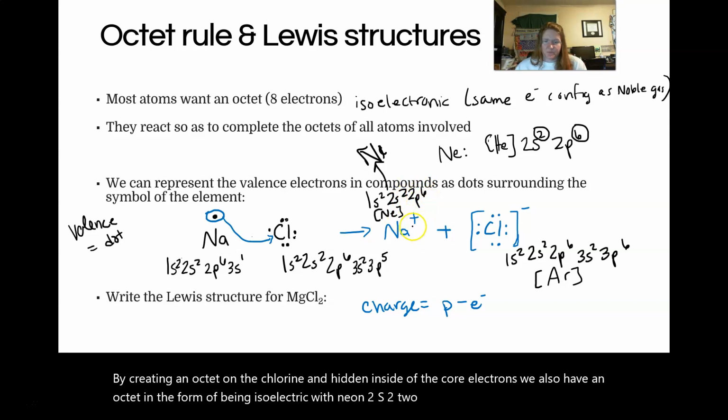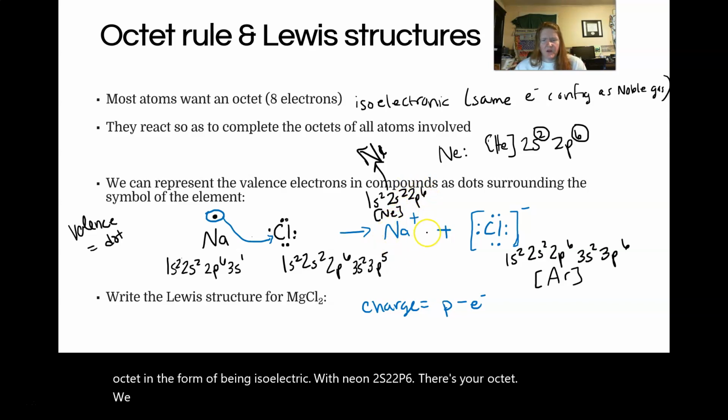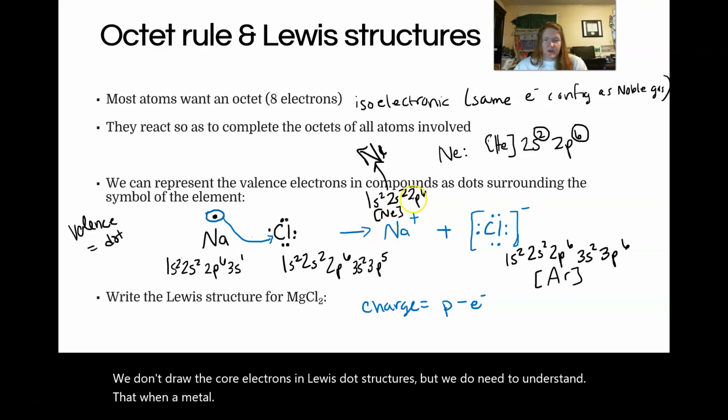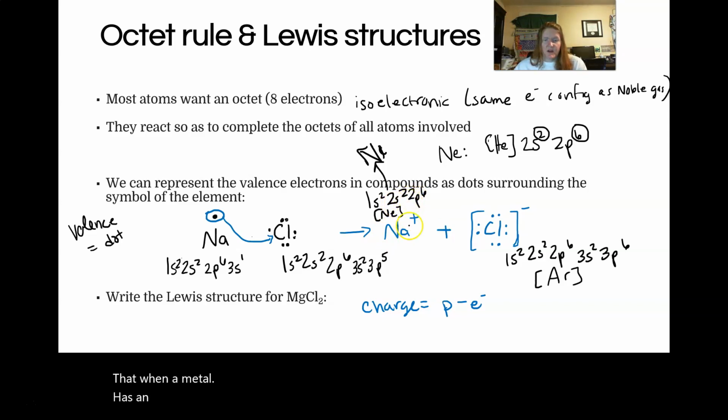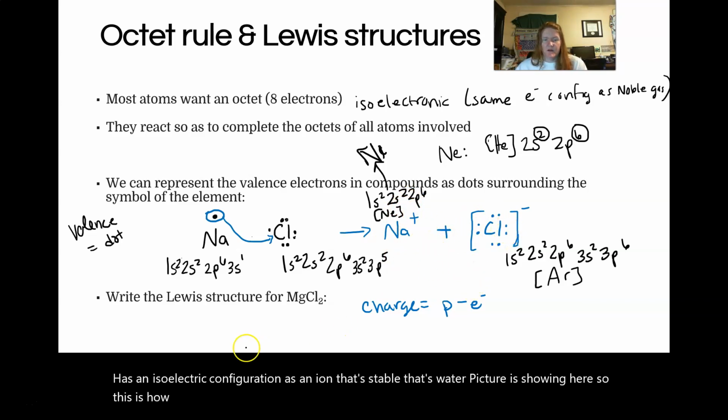There's your octet. We don't draw the core electrons in Lewis dot structures, but we do need to understand that when a metal has an isoelectric configuration as an ion, that's stable. That's what our picture is showing here. So this is how an ionic bond gets drawn.